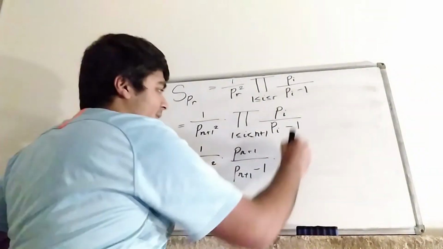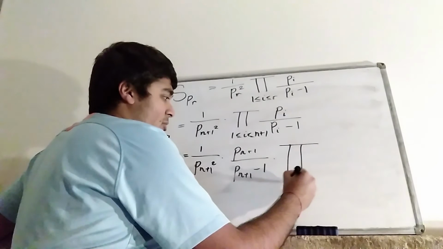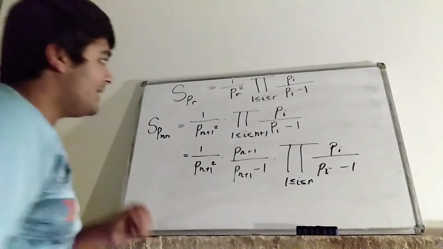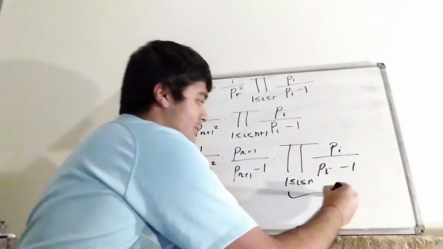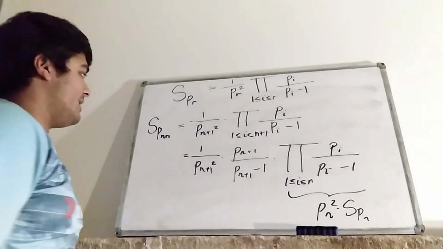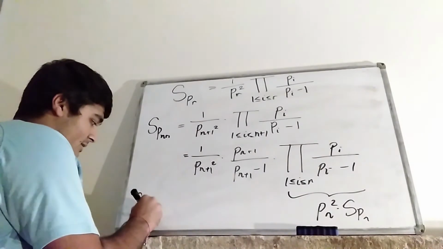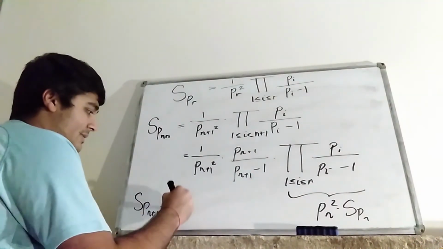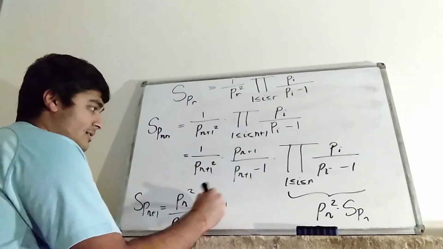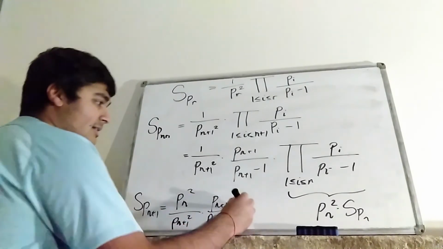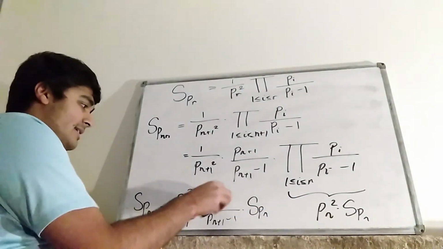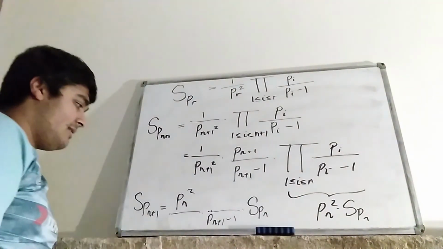Let me write that out in full. The product from i equals 1 to n of p_i over p_i minus 1 is precisely p_n squared times S sub p_n. So S sub p_{n+1} is equal to p_n squared over p_{n+1} squared times p_{n+1} over p_{n+1} minus 1 times S sub p_n. Of course, we can cancel out one of the p_{n+1}s, so we get this thing here.